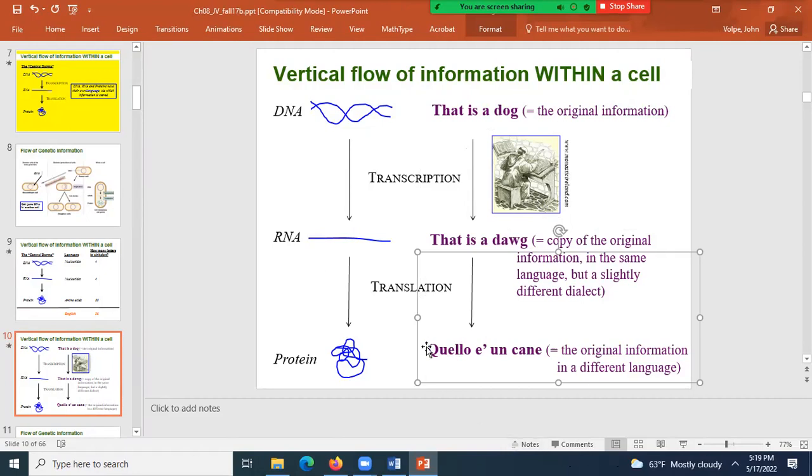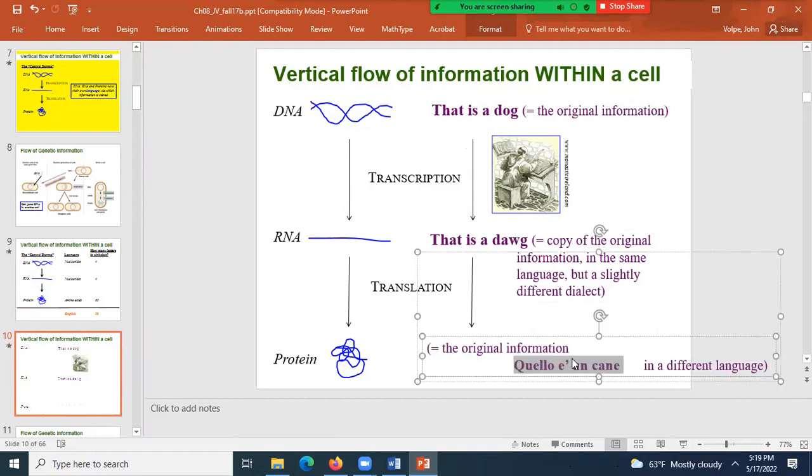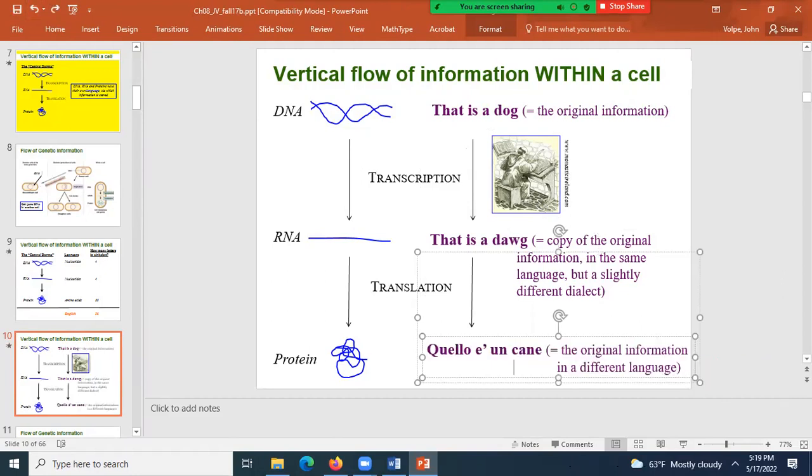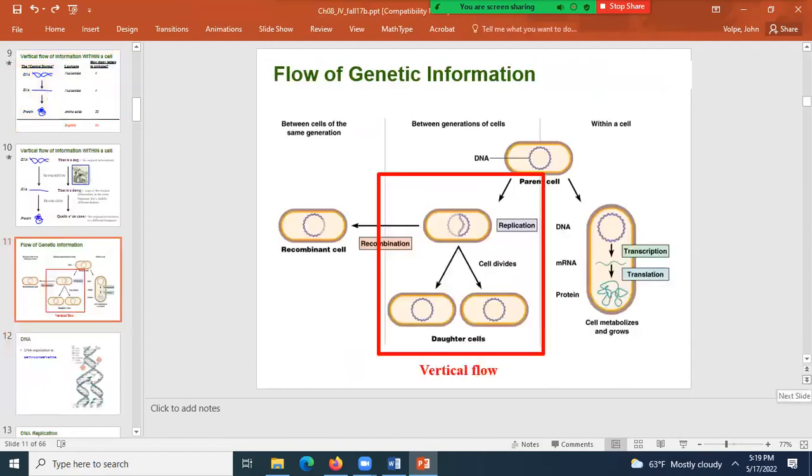If anybody knows what that is, they tell me it's not Spanish, so I'm guessing it's Latin or Italian. Oops, didn't mean to do that. You can tell me if you know.